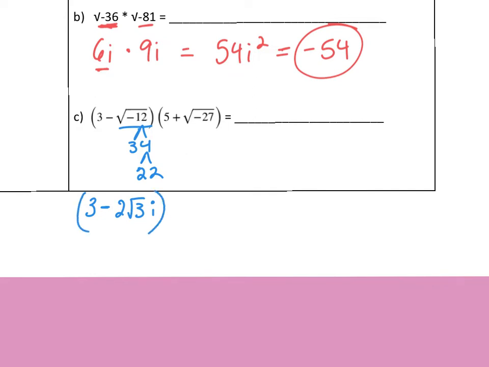And then we've got the square root of negative 27. That's going to have an i in it. And then 27 breaks down to 9 and 3. So I've got one group of 3 with a 3 left over and an i. That looks a little better, right?